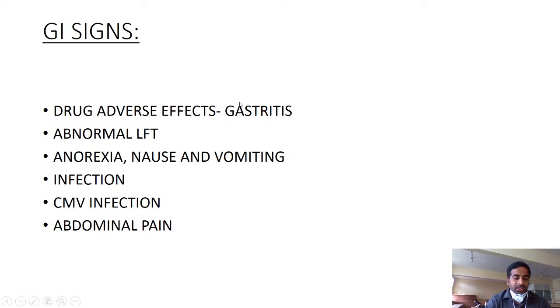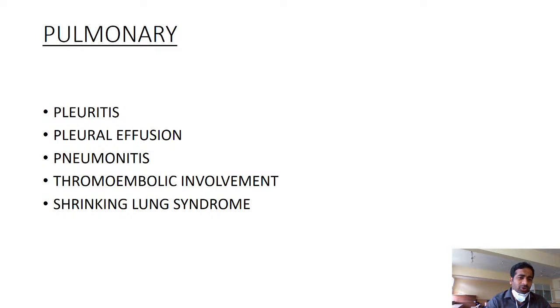GI signs: you have gastritis, mainly due to the drugs you give, like methotrexate, steroids, cyclophosphamide. All these are more prone to causing gastritis. Abnormal LFTs are mainly due to the drugs only. Then anorexia, nausea, vomiting, CMV (cytomegalovirus) infections, abdominal pain. All these are GI signs which you commonly see. Pulmonary signs I already told.